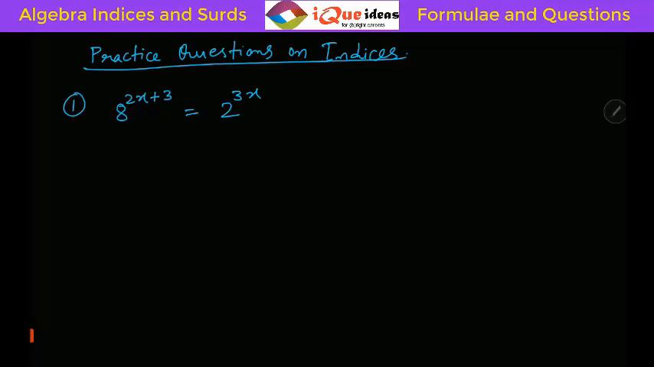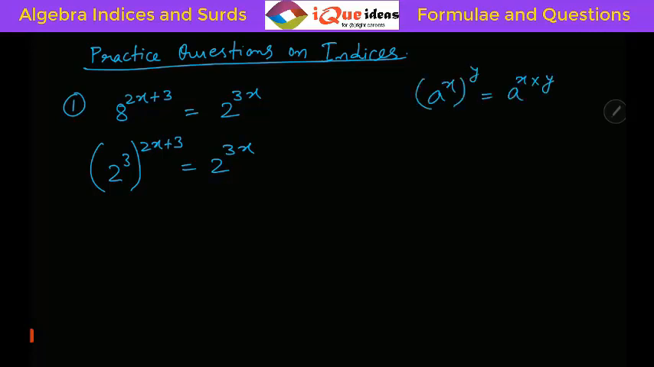If I write this 8 as 2 cube, and the whole to the power 2x plus 3 is equal to 2 to the power 3x. We have done the rules, the powers get multiplied. So if we have a to the power x whole to the power y, it becomes a to the power x into y. So here on the left hand side, it will become 2 to the power 3 into 2x plus 3 is equal to 2 to the power 3x.